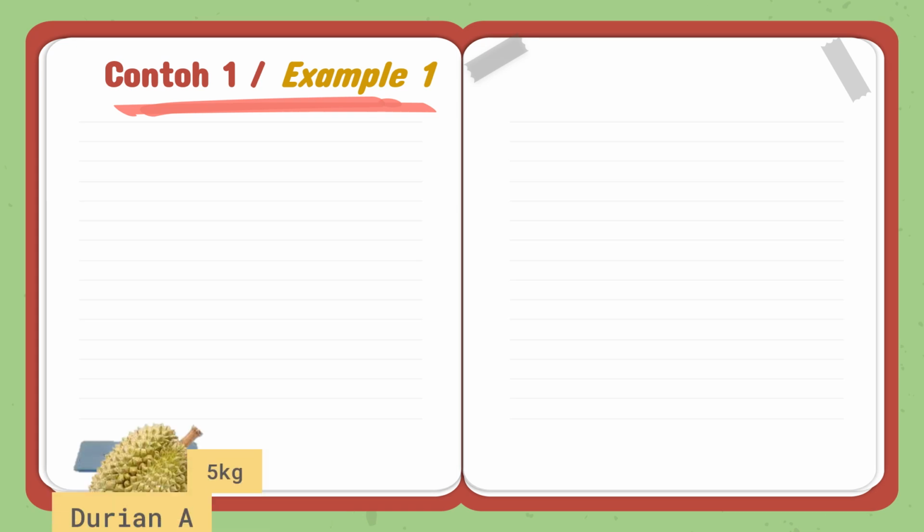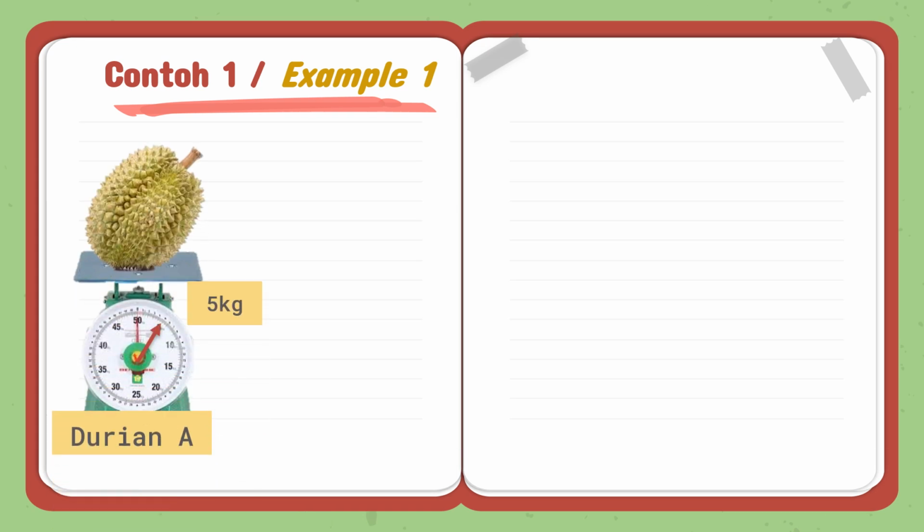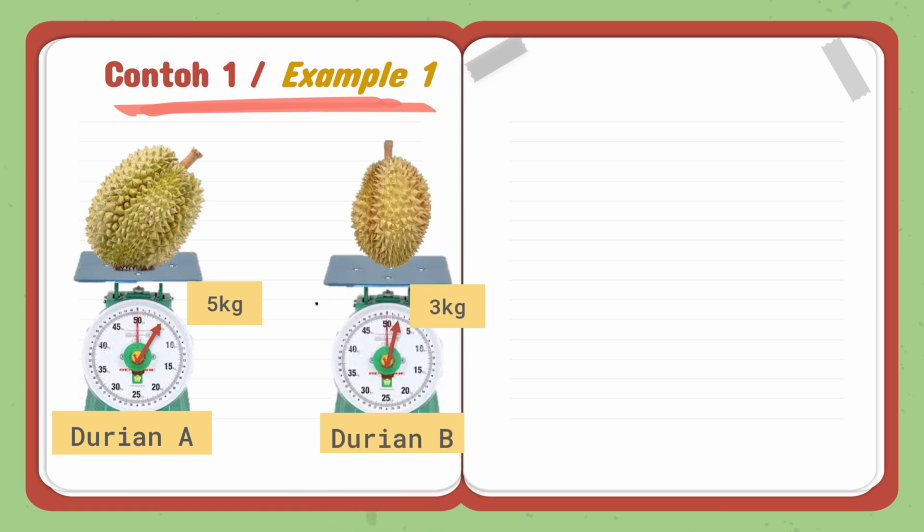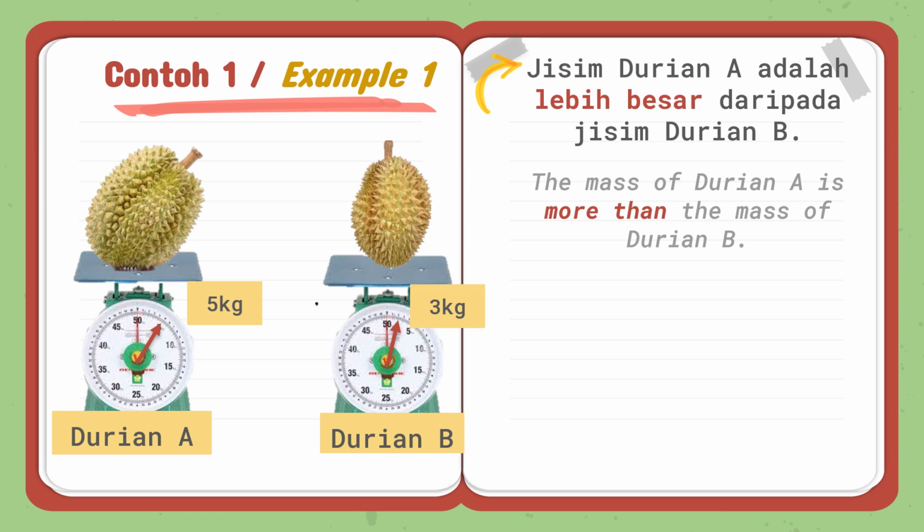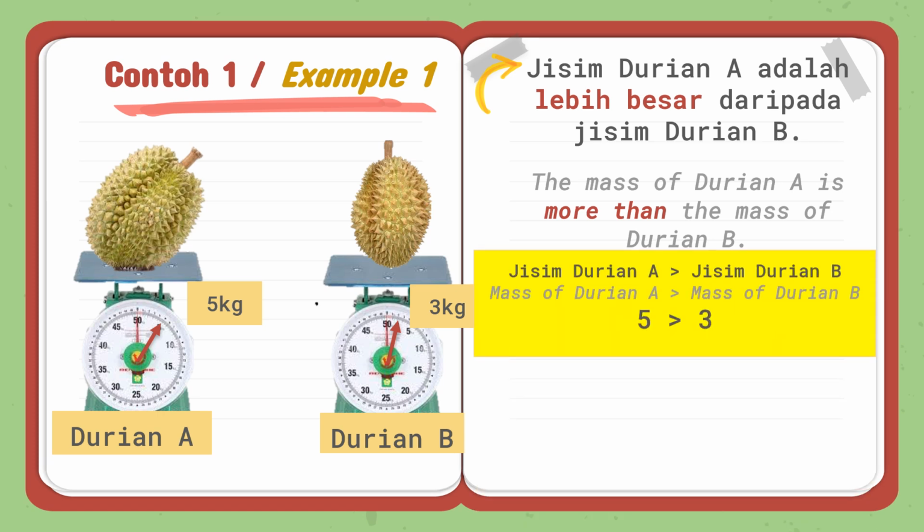Alright, so here is example 1. So let's say you have a type of durian A. As you can see from the picture here, the mass of durian A is 5 kilogram. Okay, and then the second one is durian B, so the mass of durian B is 3 kilogram. So what we can say about this situation is that the mass of durian A is more than the mass of durian B, so hence we can take it as inequality, because both of the types of durians have different quantities. For the first one is 5 kilogram, the second one is 3 kilogram, so that means 5 is more than 3.